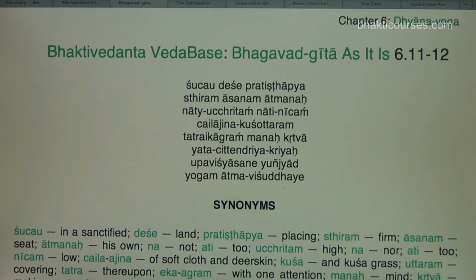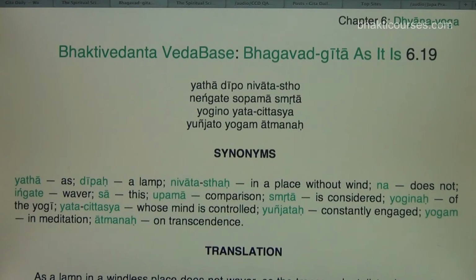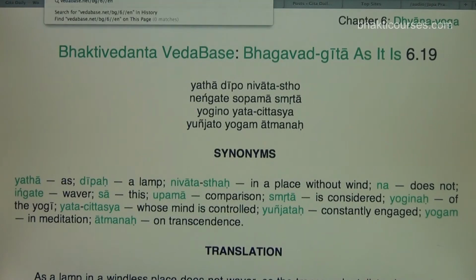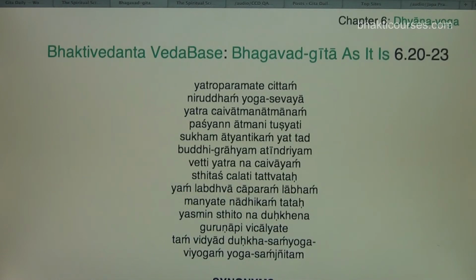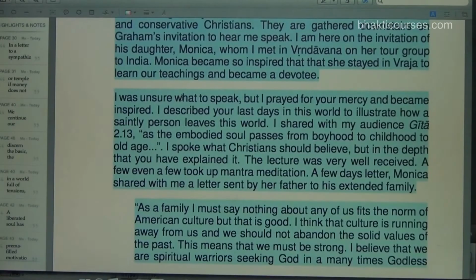Yatra uparamate chittam niruddham yoga sevaya. So this is the 20th verse. Yatra uparamate chittam niruddham yoga sevaya. So nirodha. This word nirodha that is there is actually one of the stages in the control of the mind. Nirodha is among the highest stages. So let's look at these stages now.